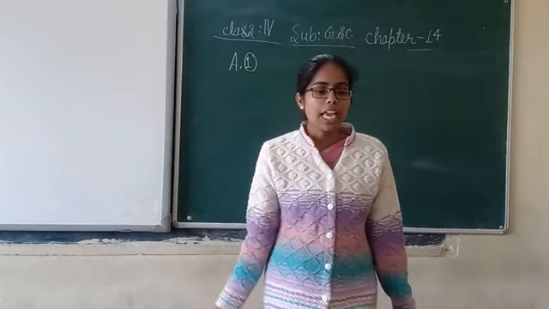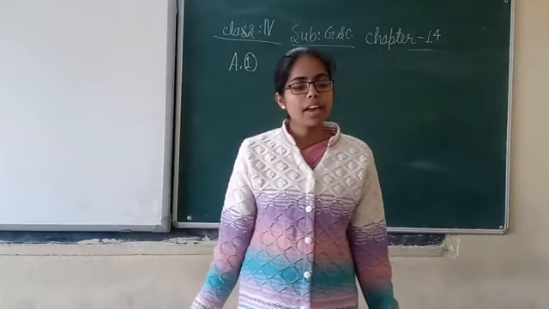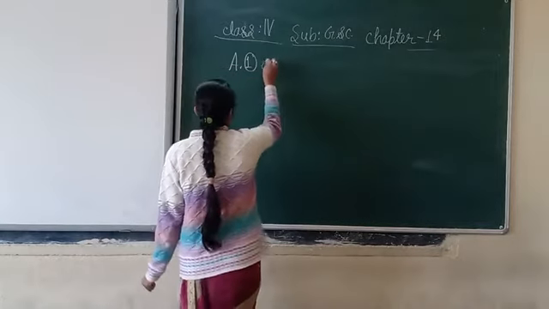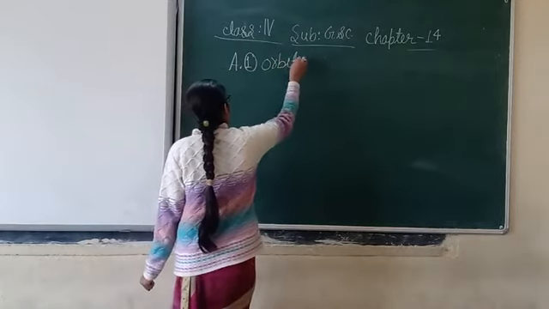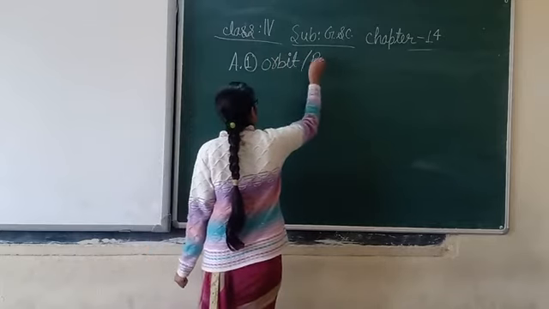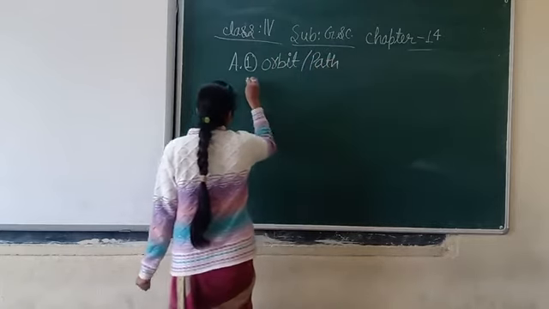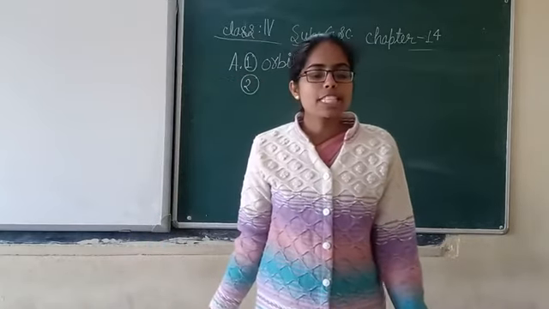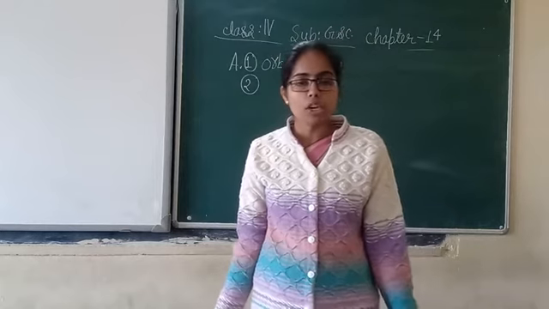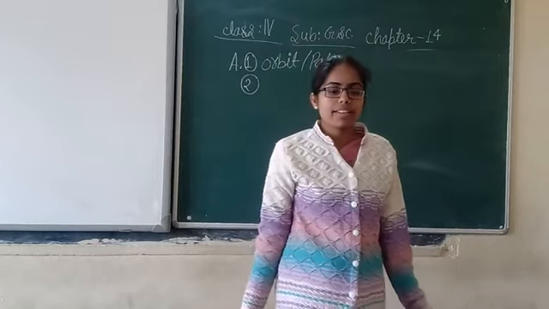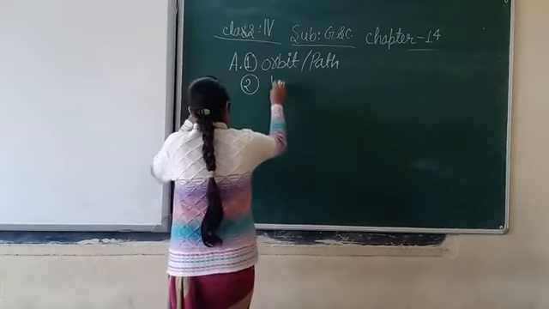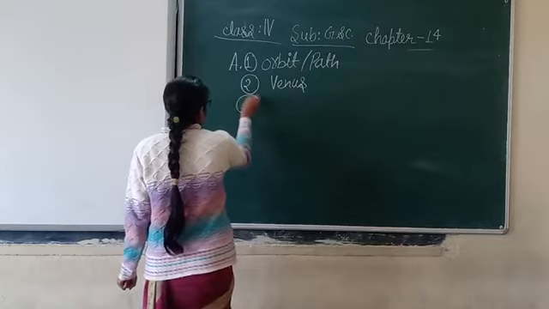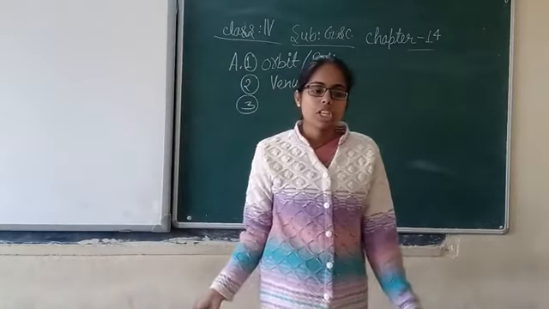First question is, a planet revolves around the sun along its dash. So the answer here is orbit, along its orbit or path. Question number 2. The dash is also called the evening or morning star. And the answer is Venus. Venus is also called the evening or morning star. Question number 3.